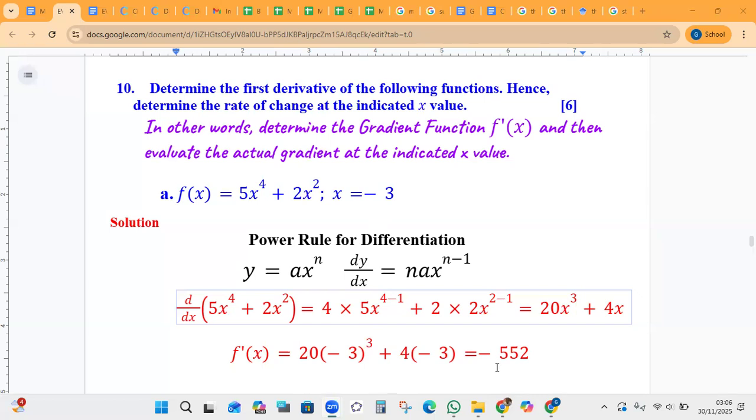What does that minus 552 mean? It means that every time x increases by 1, y decreases by 552.